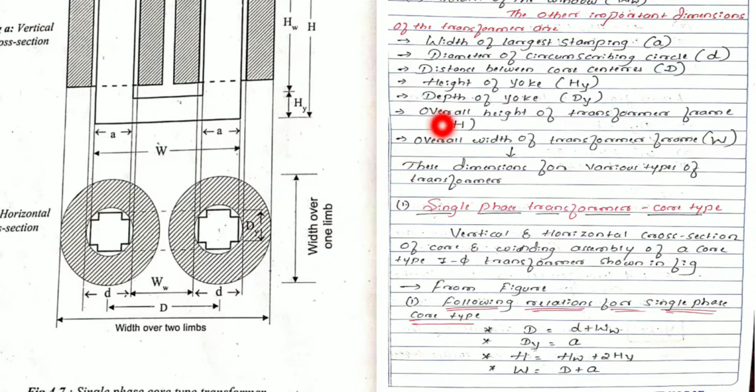Getting my point? Next dimension is the height of the yoke. So what is a yoke? Can anybody tell? The yoke is the section of a core which joins the limbs together. That is the function of the yoke. It joins the limbs together.